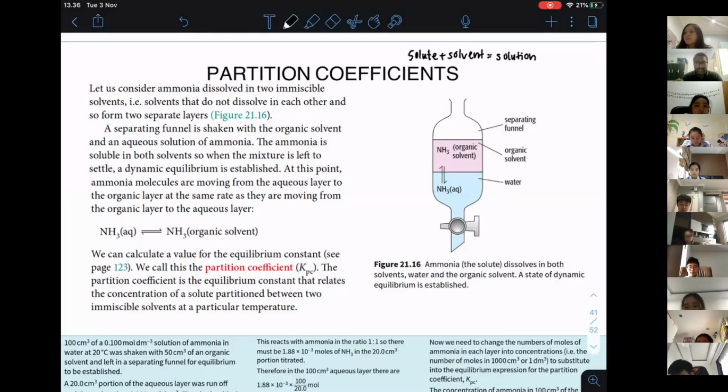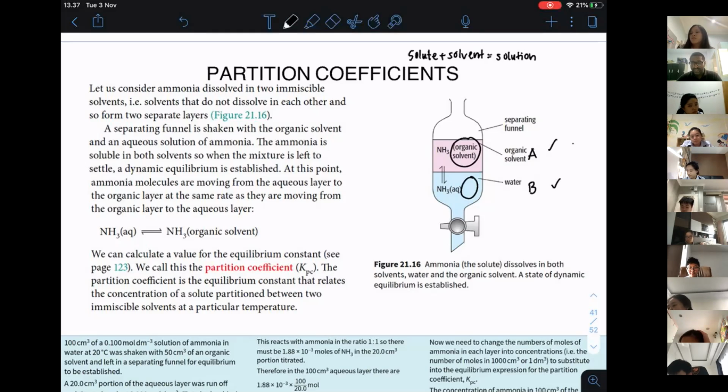To be exact, the term I should be using is solvent. If this is one particular solvent, solvent A, and this is another solvent, solvent B, both of these solvents are immiscible with each other. They don't mix, which means they will form two layers. And the solute, whatever solute you use, can dissolve in both A and B.